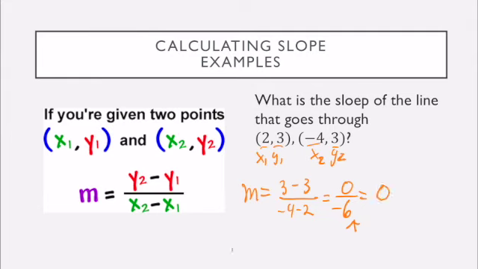If the slope is 0, this is going to be a horizontal line. This is the line y equals some constant. In this case, y is 3. So let's take a look at that on the next slide. Still can't spell slope. Sorry about that.